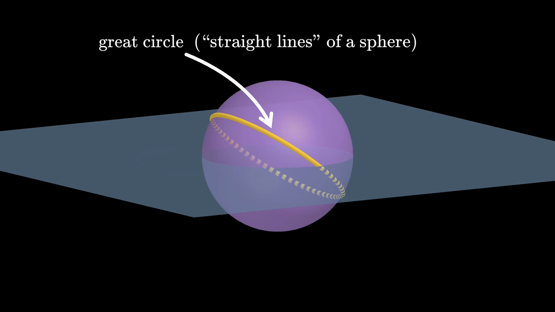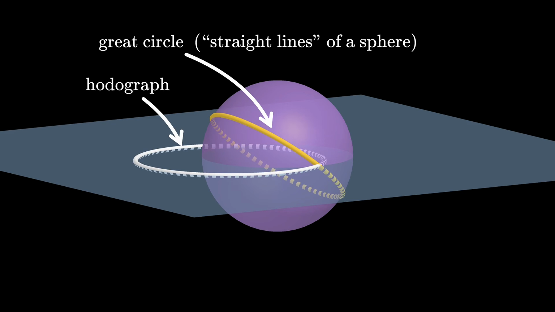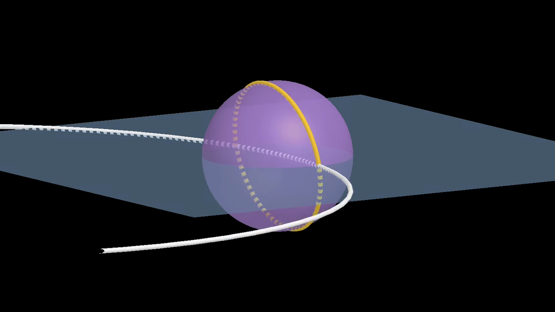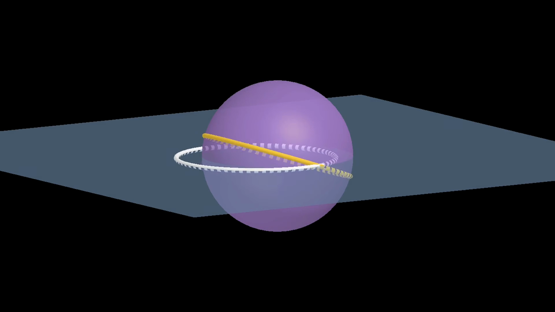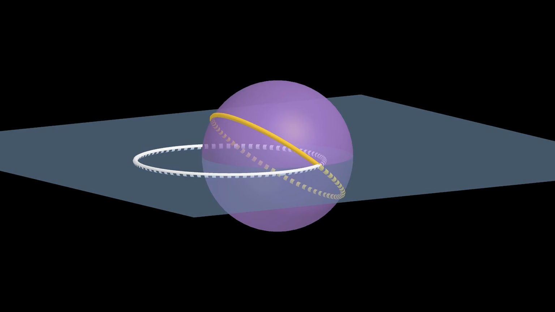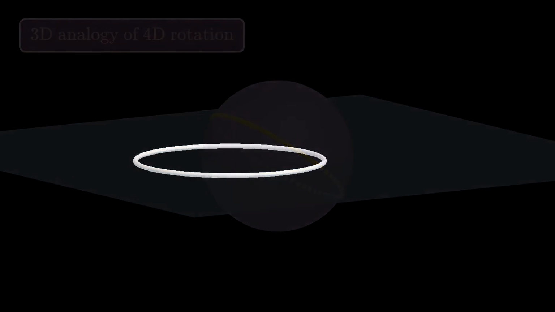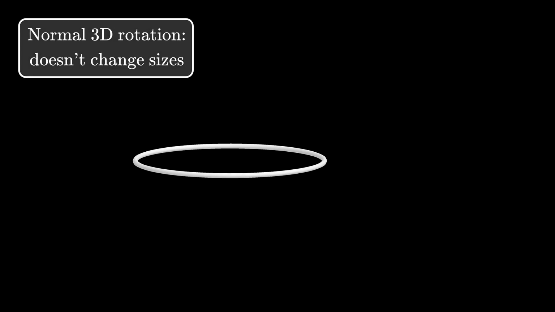The hodograph transformation we saw earlier corresponds to rotating the great circle on the sphere, even though it doesn't look like a rotation at all if we stay on the plane. I want to emphasize that this is already a 4D rotation, just using a 3D analogy. No matter how I rotate the original hodograph in 3D, I can't possibly change the size of the circle, because a normal 3D rotation doesn't change sizes.